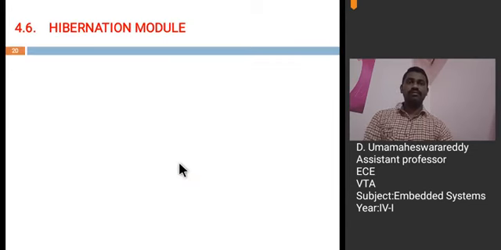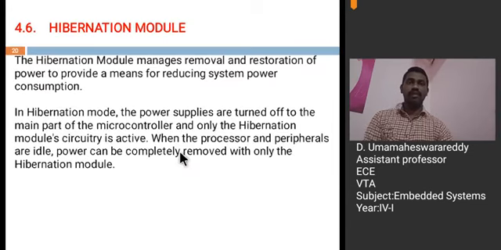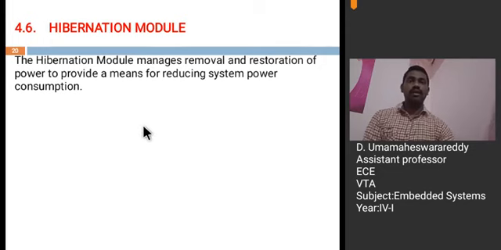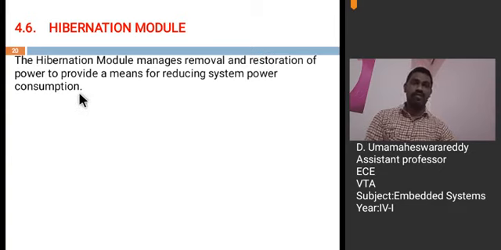Let us see here what the hibernation module does. The hibernation module manages removal and restoration of power. Why is it removing the power? To provide a means for reducing system power consumption. If you are removing power to the peripherals and processor, you are reducing system power consumption so that you can increase your battery lifetime. Understand? So in order to provide low power modes, indirectly we are using the hibernation module.